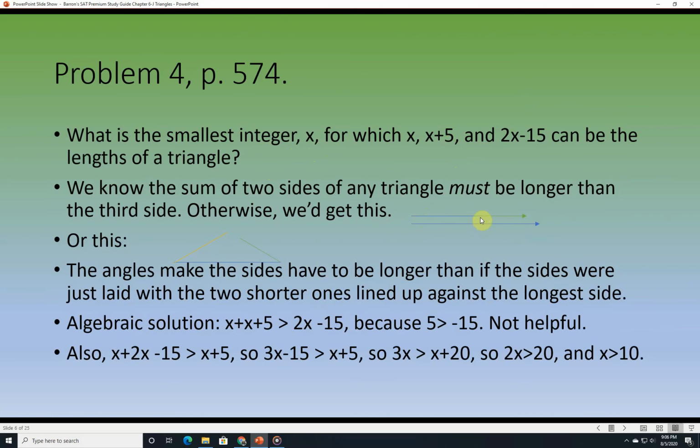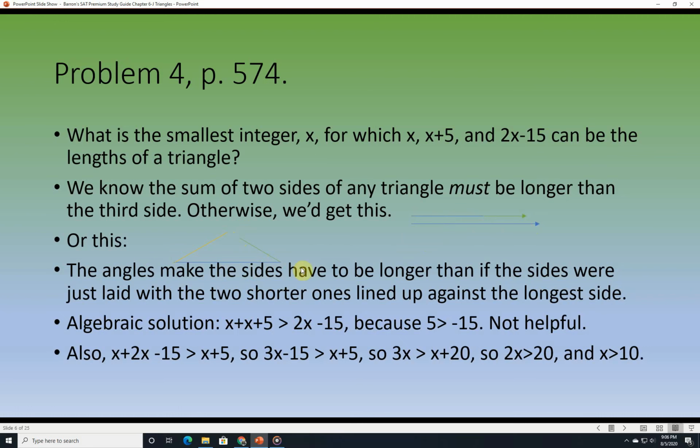If the two shorter sides add up to something shorter than the longest side, you're just going to have a short line on top of a longer line. That's not going to make a triangle. If you try to make a triangle, you're going to end up with some open figure that's not closed, so it's not a polygon. It's definitely not a triangle.